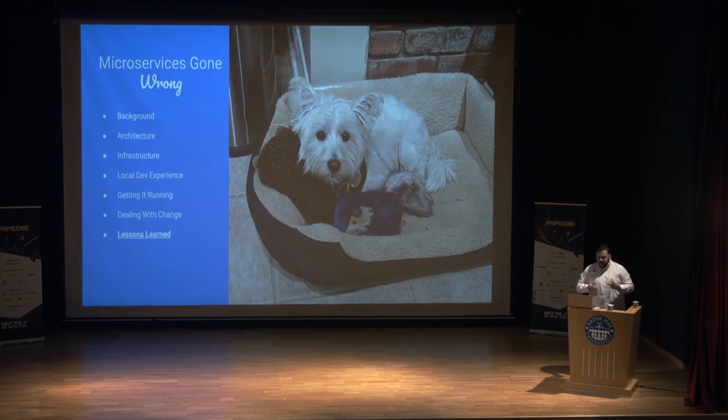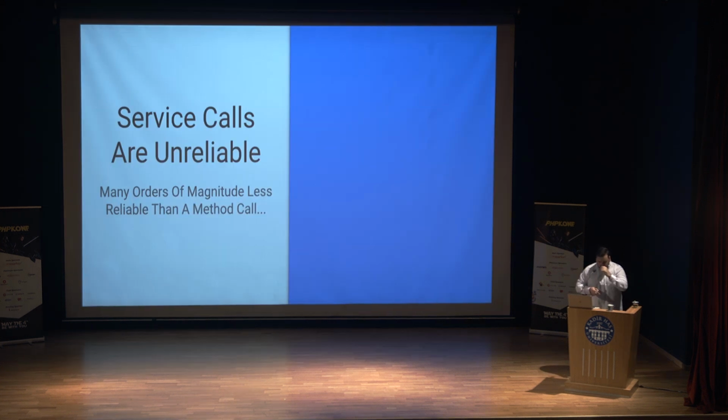And so, kind of wrapping up a little bit here, a couple of the lessons that we learned. Service calls are unreliable. I don't think we appreciated this when we started. If I ask the question, how reliable is a method call? It's something you don't even think about. If you call a method on an object, what is the chance that you expect that method call to fail? I'm not saying that the method errors. I'm saying the actual call, that the object will not receive that method.